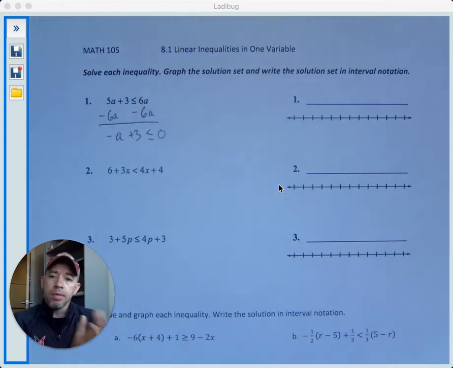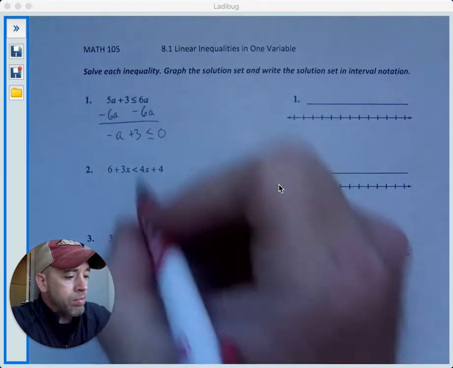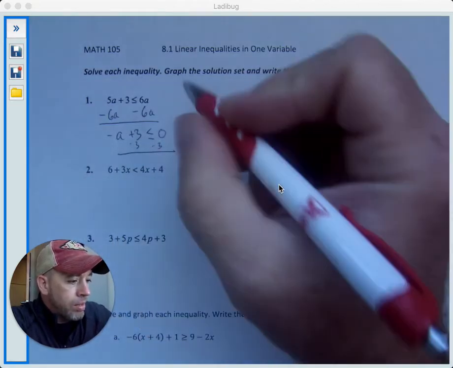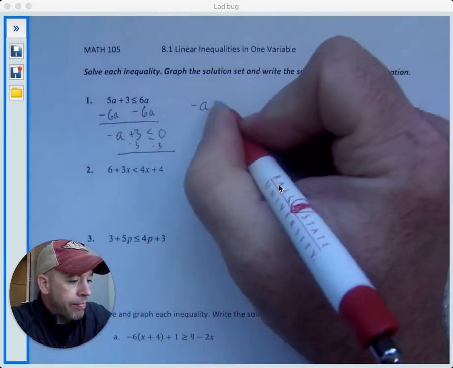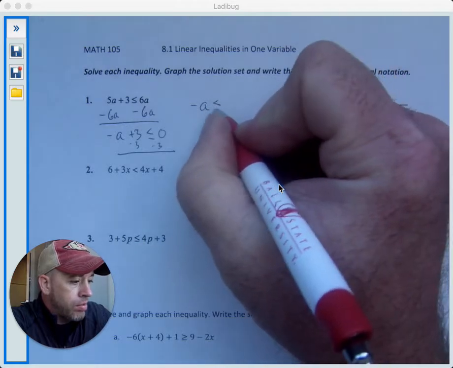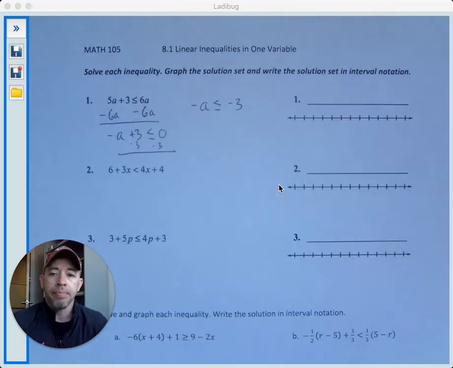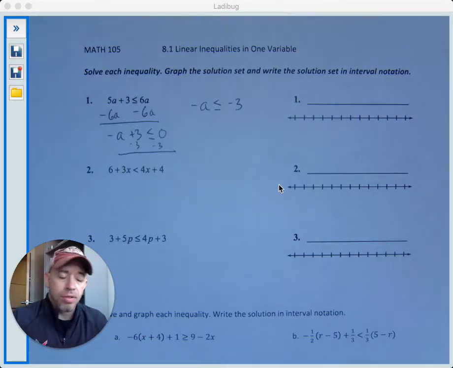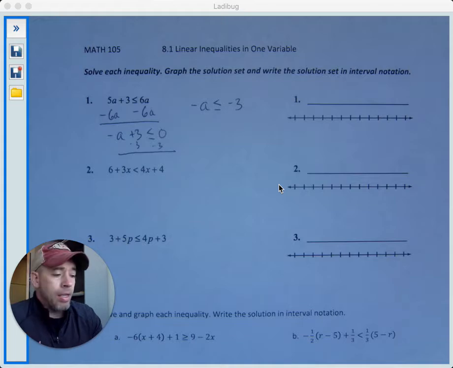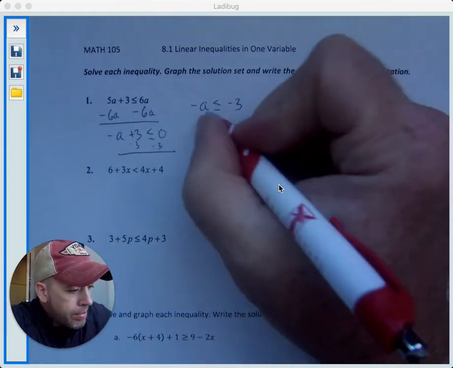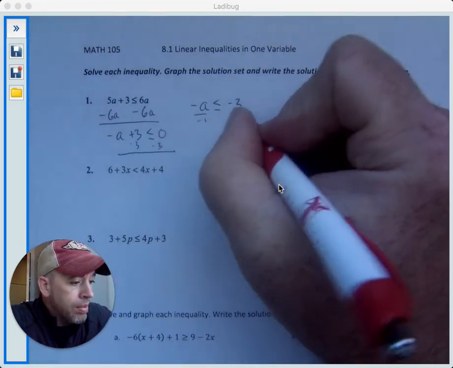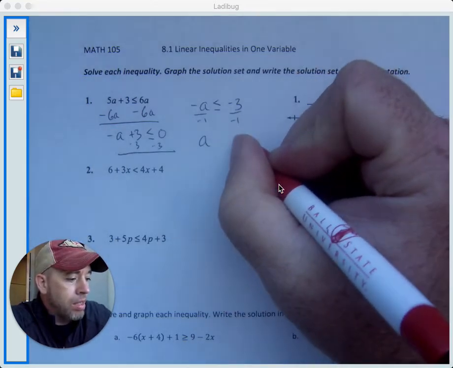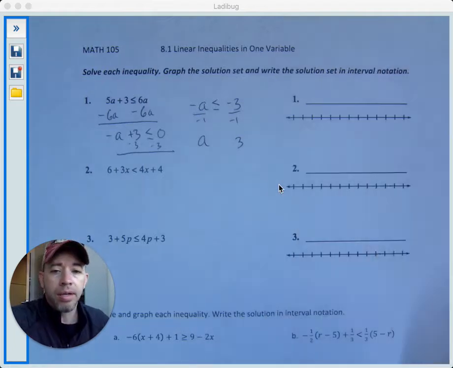And then I'm going to get the numbers on the other side. So the 3, I'm going to subtract 3 from both sides. And what do we get? We get negative a is less than or equal to negative 3. Okay? And then I would like the a to be positive, so I can either multiply or divide by negative 1. So if I divide by negative 1, let's say, I get a on this side and I get 3 on this side.